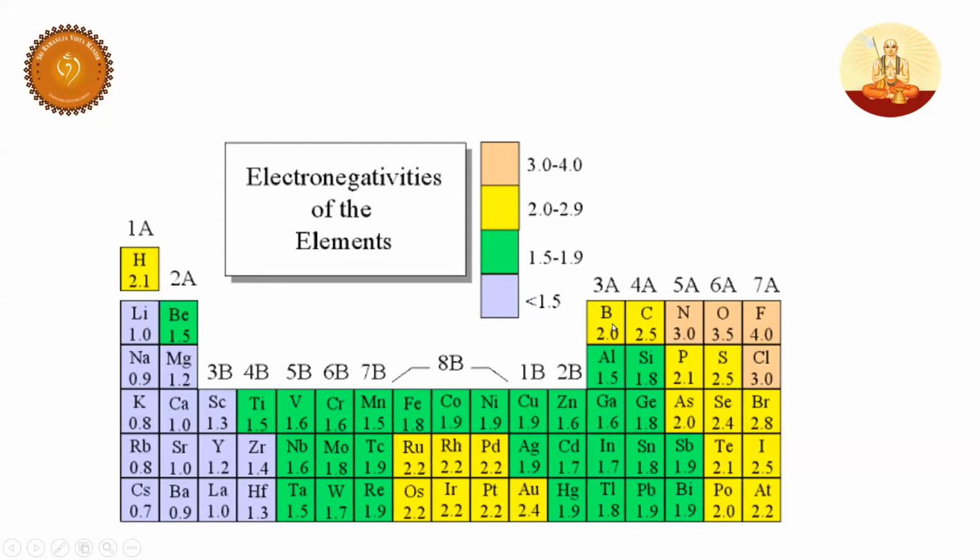Now, here also you can observe, students. Lithium, add 0.5, you get beryllium. Beryllium, add 0.5, you get boron. Add 0.5, you get carbon. Add 0.5, you get nitrogen. Add 0.5, you get 3.5. I hope you understood. As you go down, lithium to cesium, it decreases by 0.1. You can see here 0.9, 0.8, 0.8, 0.7. I request you to understand this trend.